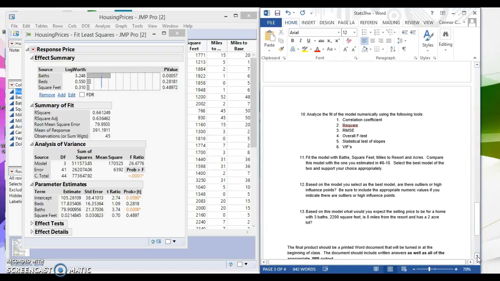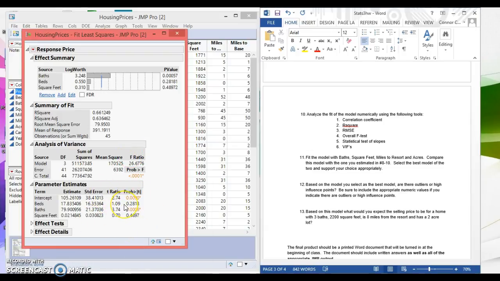And then pretty much the same thing as part 1 of the homework. You have your correlation coefficient, which is R. So if that's R squared, you could just do the square root of this, or you could go to multivariate and get the R for this model. I think that's right, but you can just square root that if you want. R square right here, root mean square error right here. Overall F test, same thing. Statistical test of the slopes right through here, and then your VIFs.